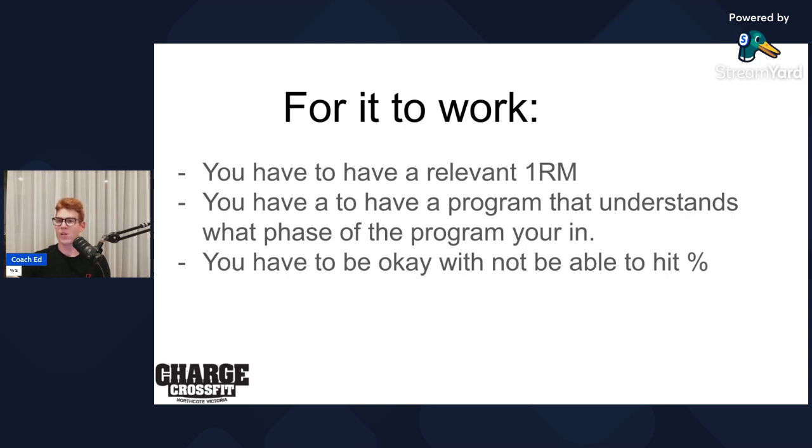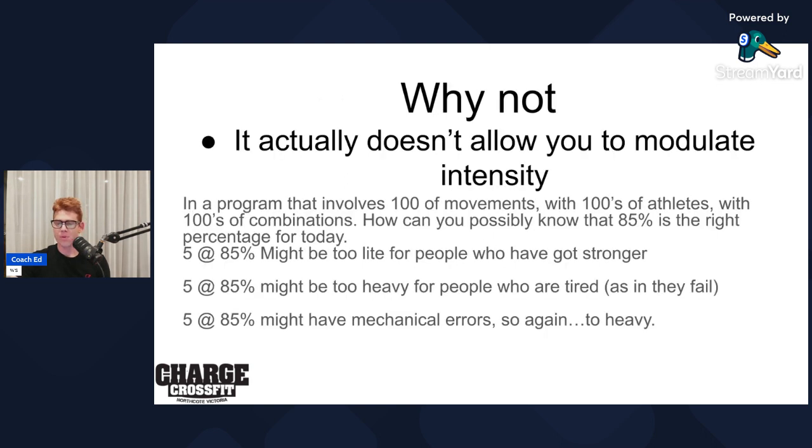So you have to have a backup plan: okay, what do I do with people who simply can't do the thing that I've asked them to do today? So that was the reasons why you might use percentages and what you might need.